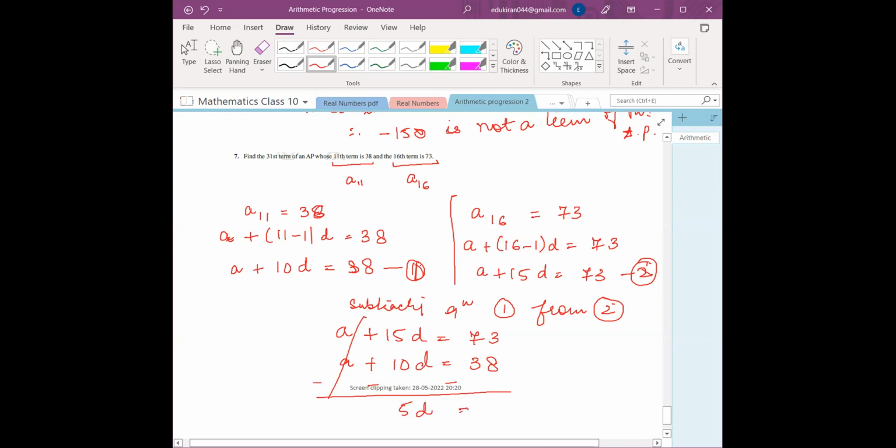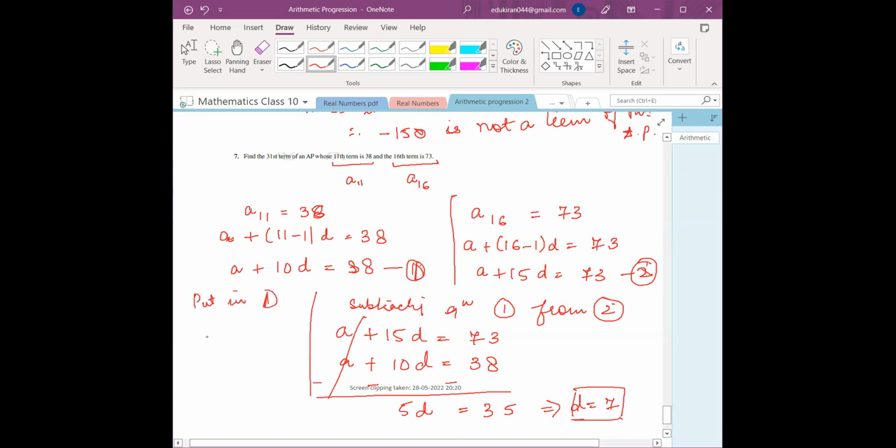5D is equal to 13 minus 8, is how much? 5. And then 6 minus 3 is 3. So this will give me D is equal to 7, right? I have got D. Now put this D in any equation. So put it in 1.